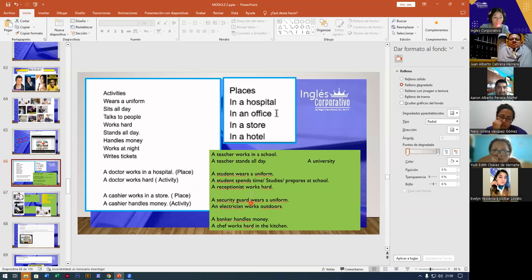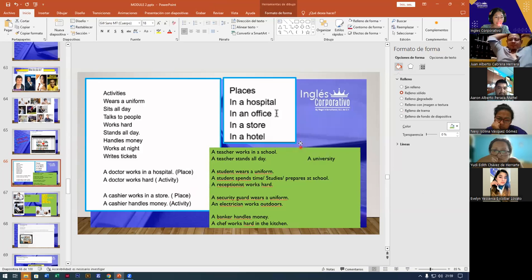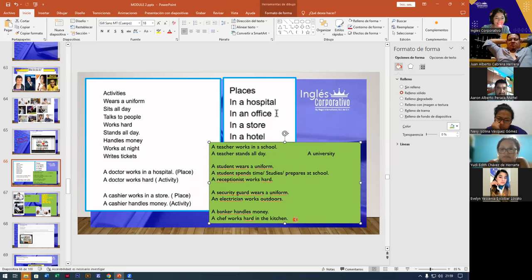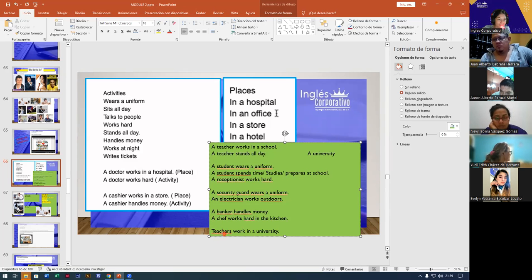If there are several, we remove the S from the verb. Excellent. You need to eliminate the S and the letter A. For example, if you say teachers, like this, teachers work in a university. You can observe here that now you have plural. Eliminate A because the A is only for one. And the verb is in base form, because now it's plural. Teachers work in the university.